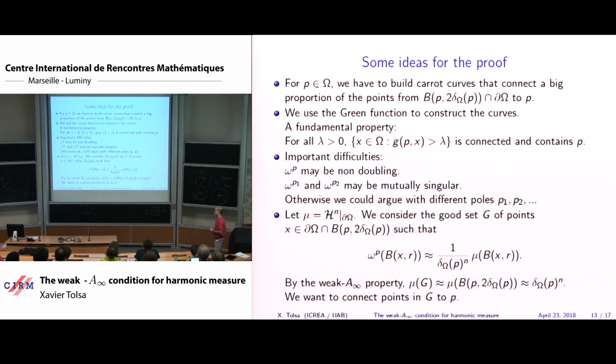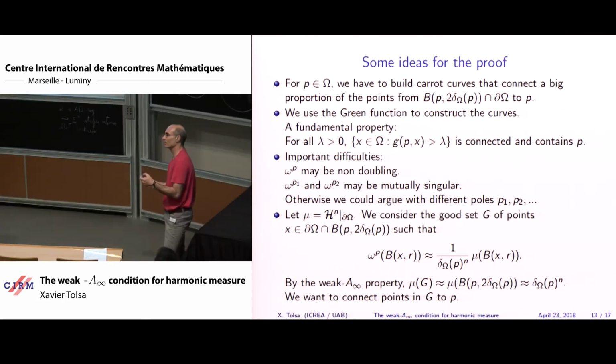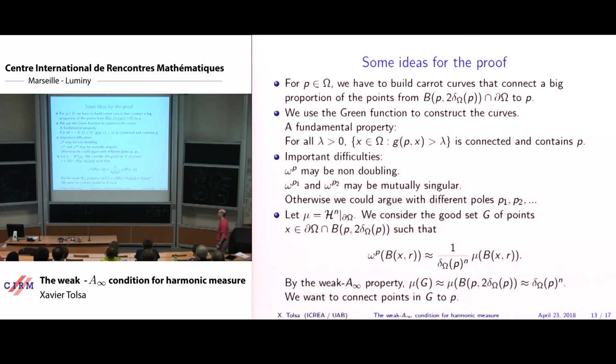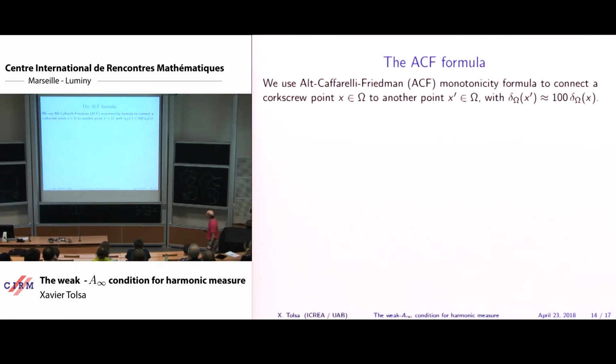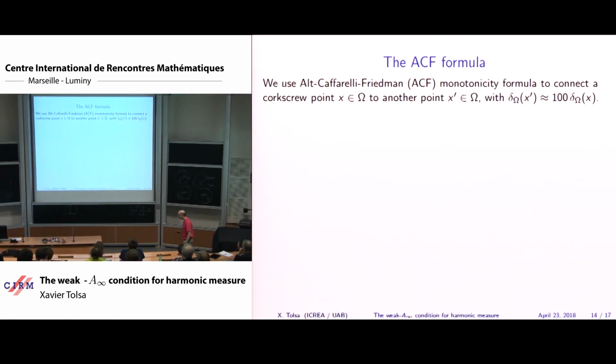So when you have a measure that is in A infinity or weak A infinity, the idea is that the measure or the weight behaves as a Lebesgue measure, in this case as a surface measure, in a big portion inside the ball. So this is what we have here. So the weak A infinity condition implies that this set G has a big size. And then we want to connect the points G to P. So how to do this?